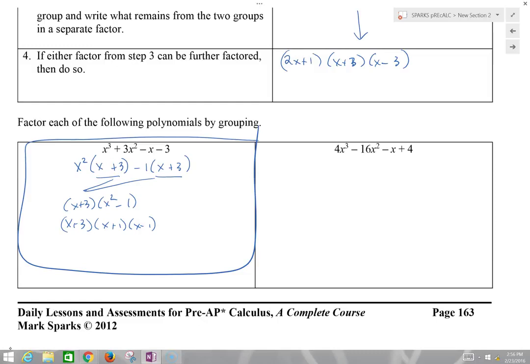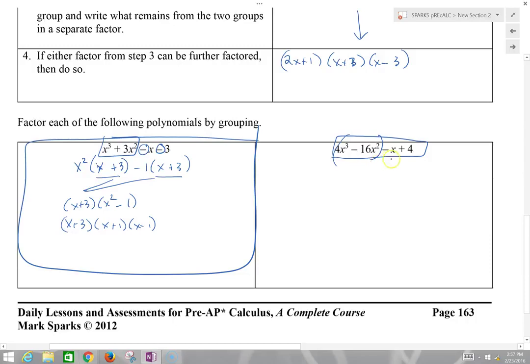Alright, so I factored an x squared out of the first two terms. So that left me with x squared times x plus 3. And then I factored a negative 1 out of the next two. We got negative 1 times x plus 3. So the x plus 3 is the common factor here, leaving me with x squared minus 1. And then I factor that, so I end up with x plus 3 times x plus 1 times x minus 1. Go ahead and try this one.